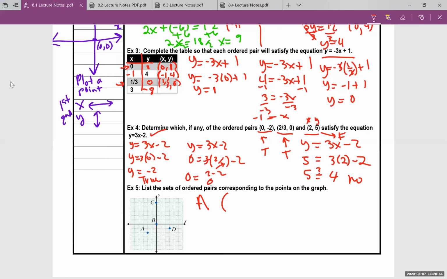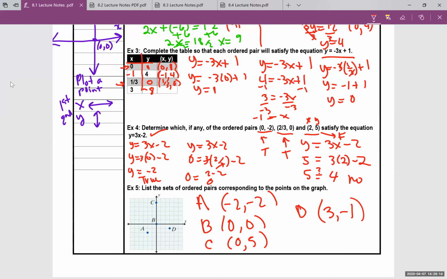Finally, like I said earlier, list the sets of ordered pairs corresponding to the points on the graph. All right, point A. Remember, you've got to go sideways first. In this case, we go negative 2, and then we went down, which is negative 2. Letter B, right at the origin, (0, 0). Letter C, there was nothing going side to side, so it's 0, and then you went up 1, 2, 3, 4, 5. And then letter D, positive 1, 2, 3, then down, negative 1.